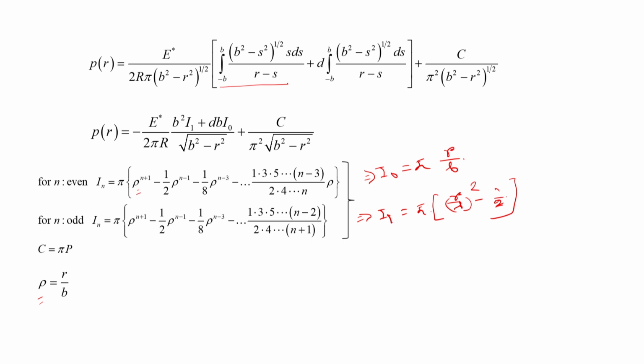So, now you substitute this expression over here. So, it will be p of r, it is minus e star by 2 pi r and this is 1 by square root of b square minus r square.